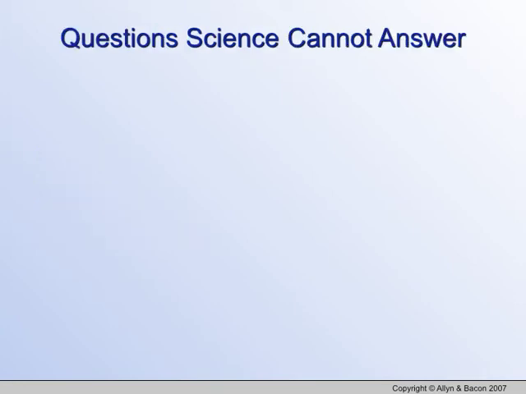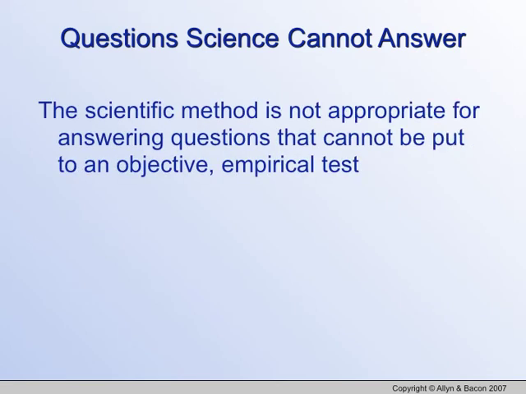Okay, so with all of those ethical codes, there are some questions science cannot answer. Even though we do all these experiments and hold ourselves to a high moral code, there are some questions we cannot answer. Okay? The scientific method is not appropriate for all circumstances. You cannot do an experiment that cannot be put to an objective empirical test.